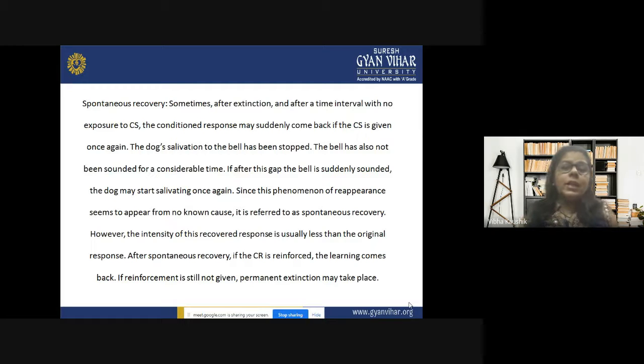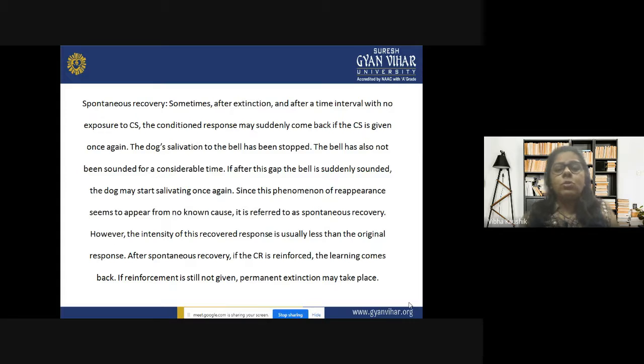Now, spontaneous recovery. Sometimes after extinction and after a time interval with no exposure to the CS, meaning you have not given any conditional stimulus to the organism or the dog, the conditional response may suddenly come back if the CS is given once again.